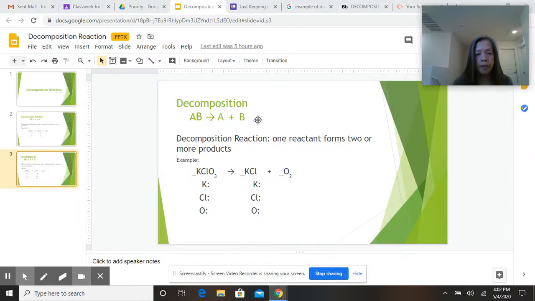Okay, so we're going to start with another type of chemical reaction known as decomposition. Now, what is a decomposition? It is a reaction in which one reactant forms two or more products, and the example is down at the bottom.